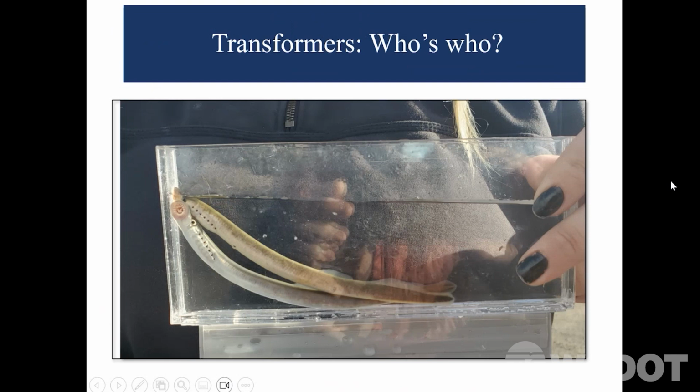And then this is an example of 2 different transformers. Sometimes we call them transformers when they're in that intermediate stage, especially for Lampetra. So here's a Pacific lamprey juvenile, and then this intermediate transformer for Lampetra. If you look at the tails, you can see that Lampetra has this really dark uniform caudal ridge, and then the clear membranes for the fin.